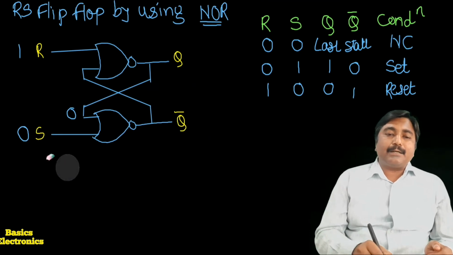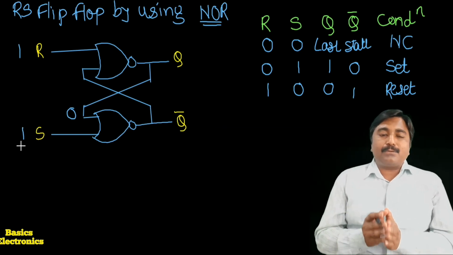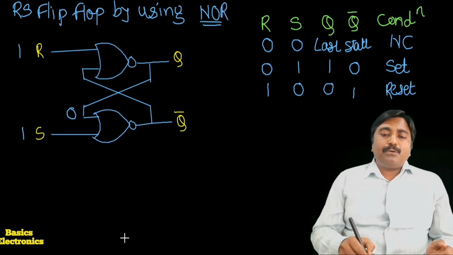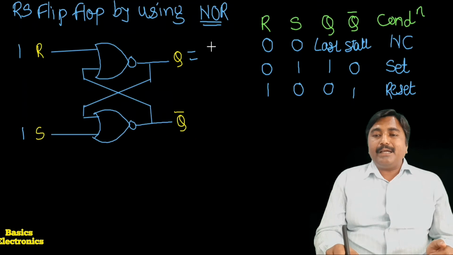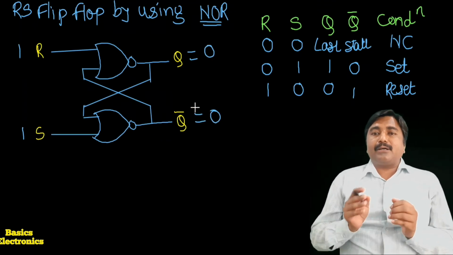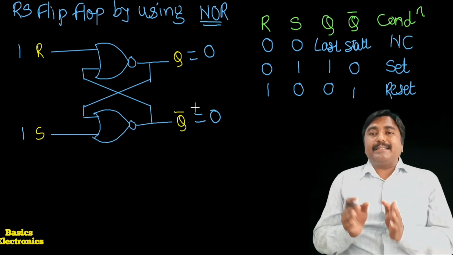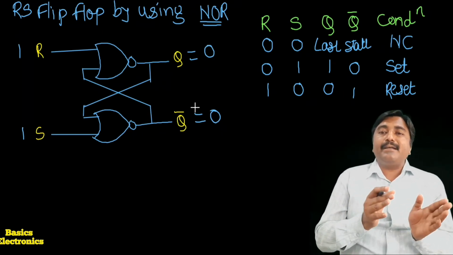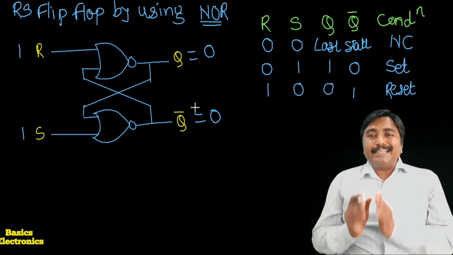Now the last condition we see is when both the inputs are 1, 1. R is equal to 1, S is equal to 1. Here the outputs of both the gates try to be equal to 0. Here the 0, 0 outputs are there theoretically, but practically it is not possible. Here we cannot define the state of the flip-flop, whether the flip-flop is in set condition or in reset condition. But why can we not define whether it is in set or in reset condition?